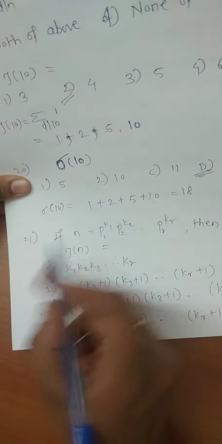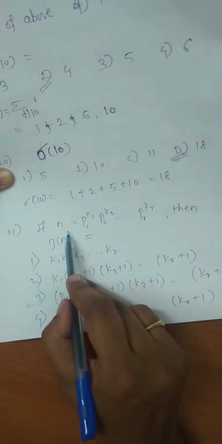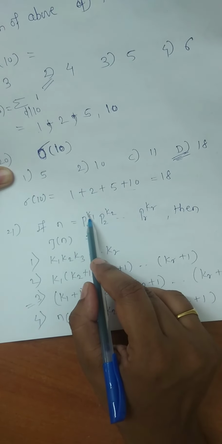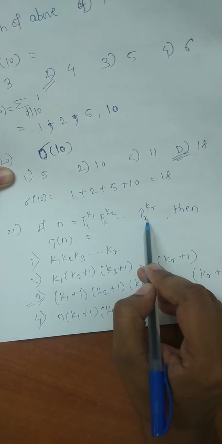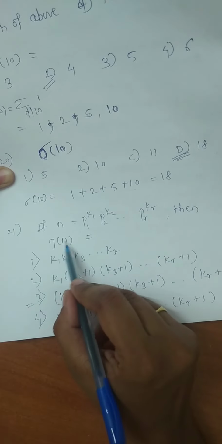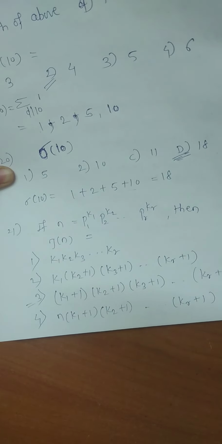Next MCQ. If n is equal to p1 to the power k1, p2 to the power k2 and so on up to pr to the power kr, then tau of n, the number of positive divisors of n, what is the formula?